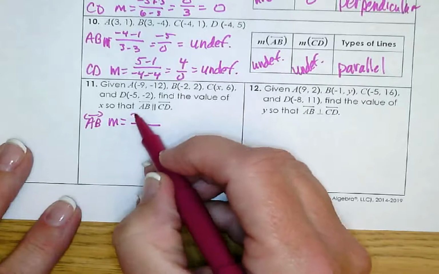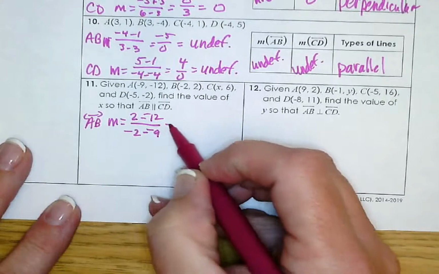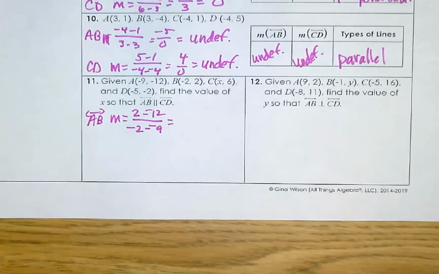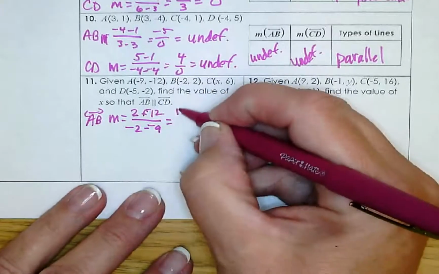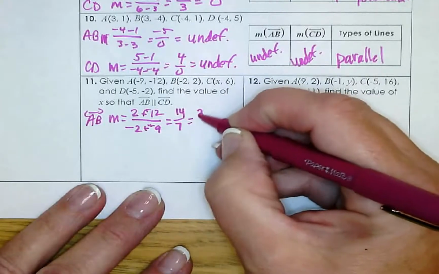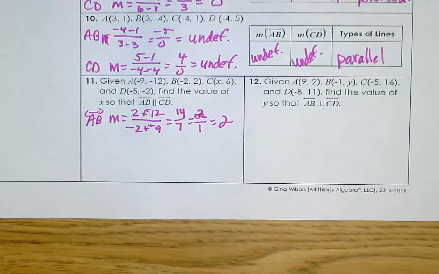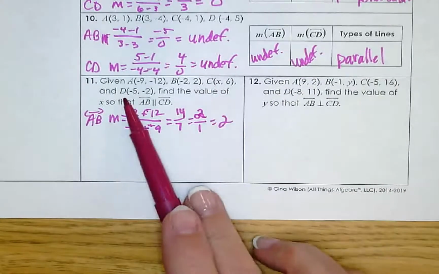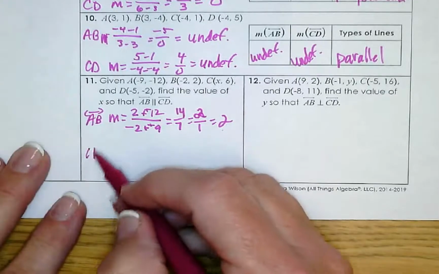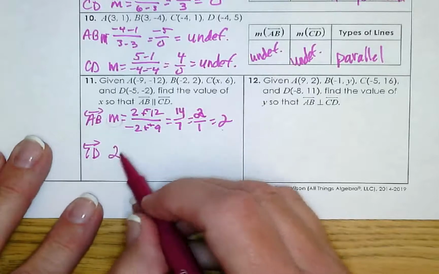Okay, so let's quick do that here. 2 minus negative 12, negative 2 minus negative 9. Again, this is where a lot of students goof up just because they mix their signs up. So here I've got 14, and here I have 7, so that slope is 2, or 2 over 1. Okay, so that means line CD also has to have a slope of 2. So if I look at CD, I know the slope, the m, has to be 2.